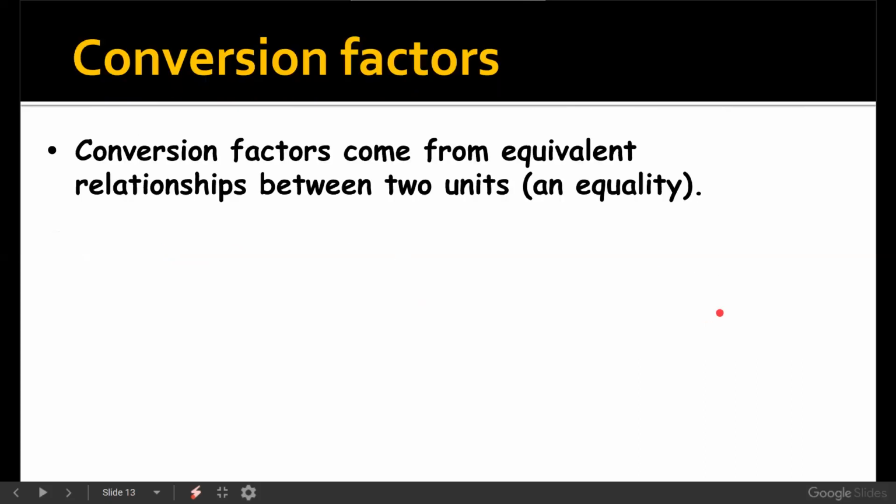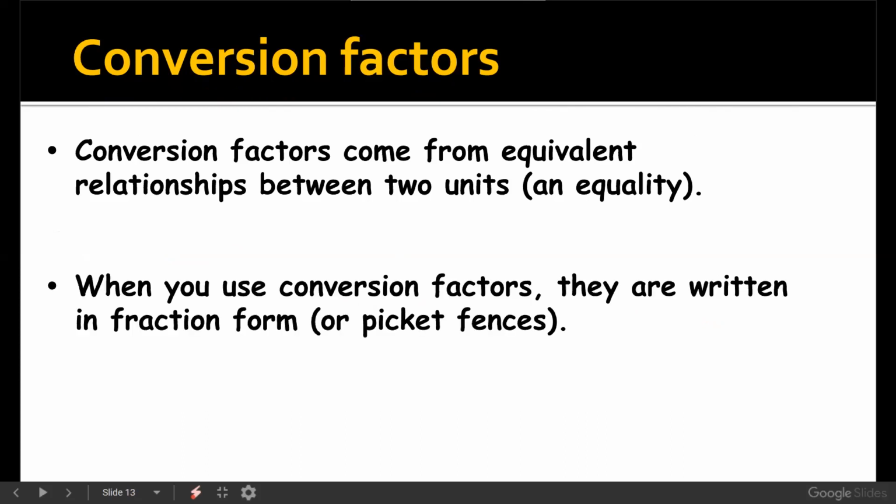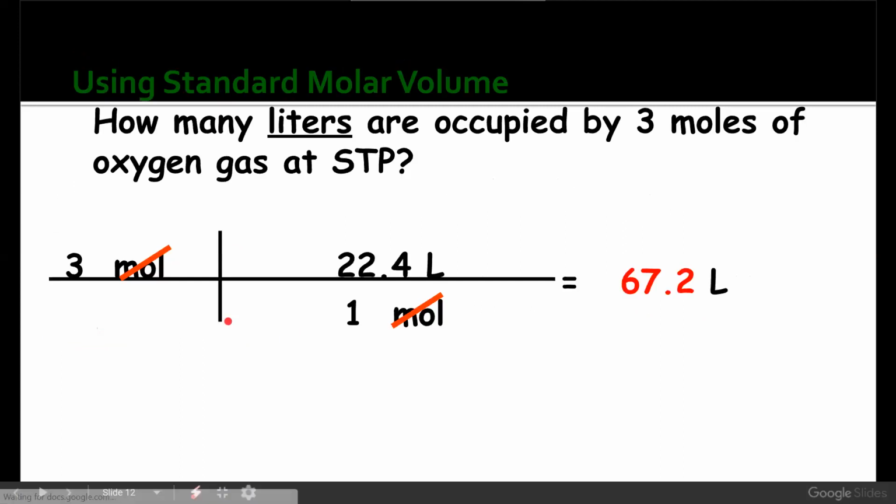So what we've been doing and using this entire time is something called conversion factors. They come from equivalent relationships between 2 units, or an equality. When you use conversion factors, they're written in the fraction form or the picket fences. Either way is fine. Generally, I prefer the picket fences. It just separates things nicely. Some of you may like the fraction form, so we're going to show that way as well, whereas before we were doing that picket fence style.